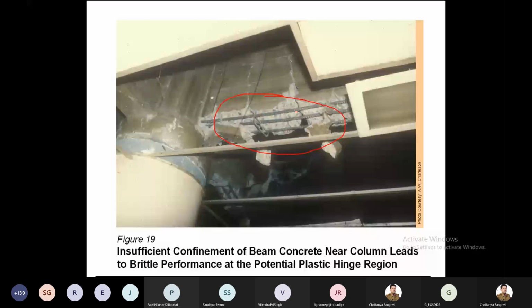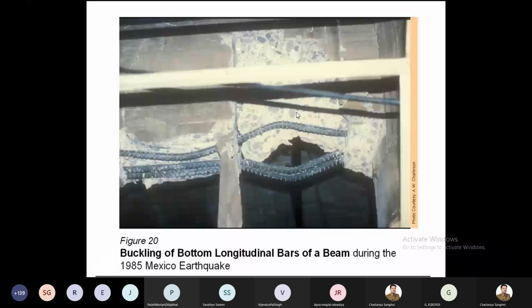Here you can see the buckling of the bottom bars. This buckling has taken place, which means a large axial force comes into the picture, and therefore this has happened. I tell you, buckling of the longitudinal bars of the beam is a very rare phenomenon, but it took place during the 1985 Mexico City earthquake.